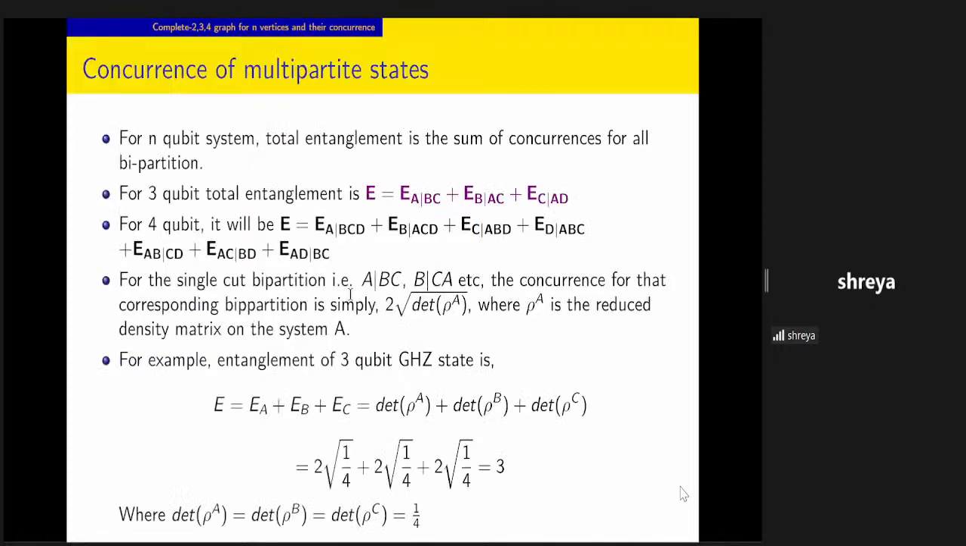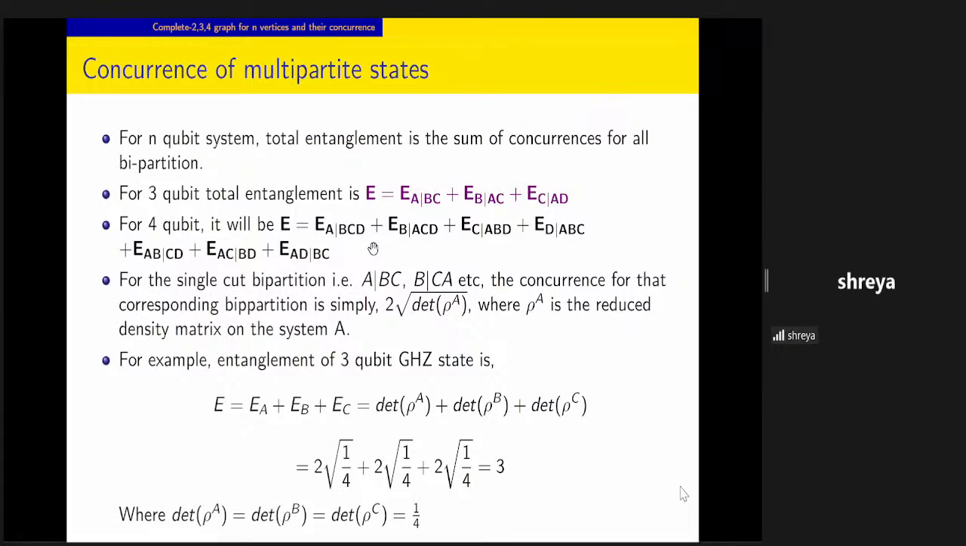And for a multipartite system, we can consider, like a 3-qubit multipartite system, the total entanglement as the sum of all the bipartitions. For a 3-qubit system, here we see there are 3 bipartitions: A|BC, B|AC, and C|AB. Similarly, for a 4-qubit system we get it in a similar fashion.